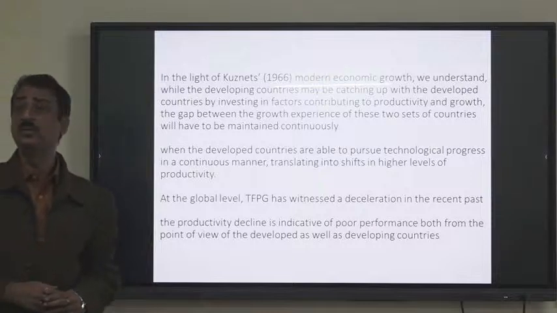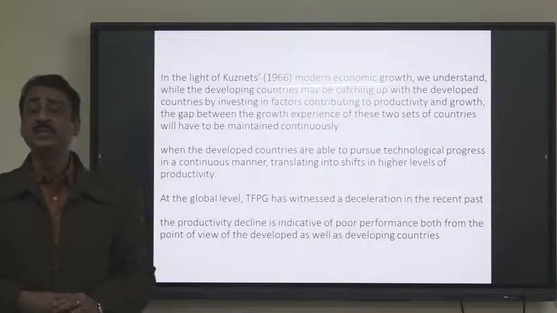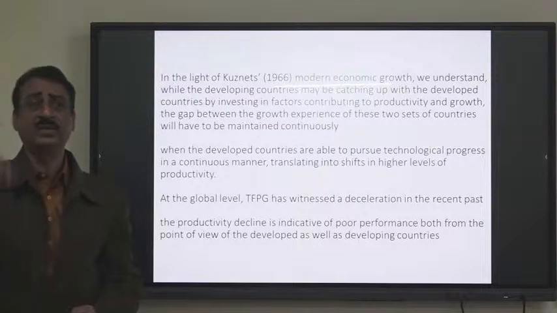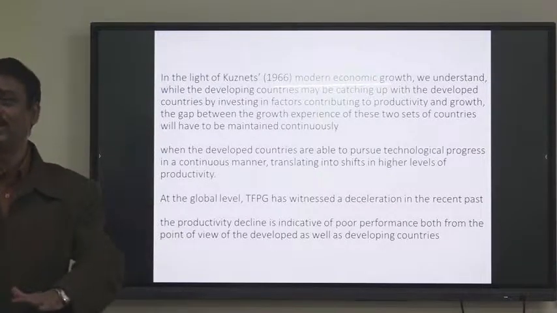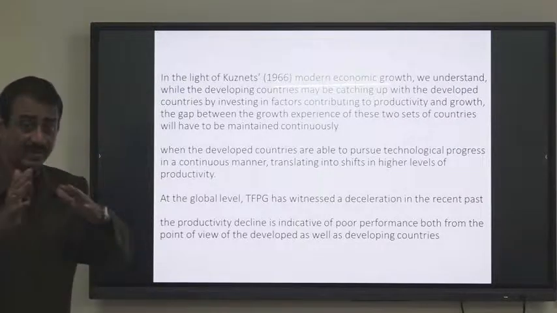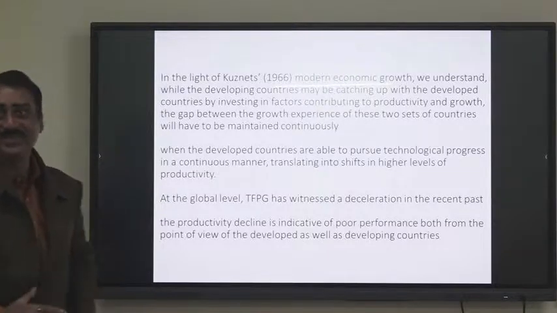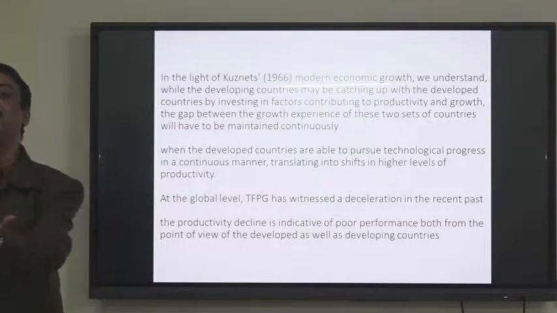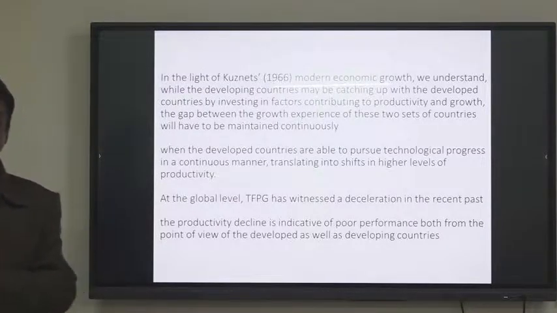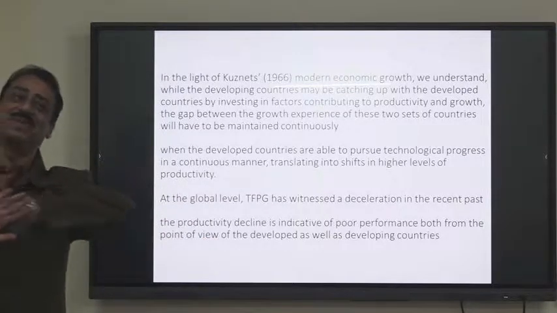When Kuznets got the Nobel Prize in 1966, he was basically trying to argue that the developed countries must keep on innovating, one after another. They should not be sitting down quietly. One after another, new technology and new innovation must take place. And the developing countries would be chasing them. So there would be a kind of race. The developed countries are running ahead and the developing countries are trying to catch up. That is the key to progress. The moment the developed countries sit down quietly, the developing countries will catch up. And once they catch up, the game is over.